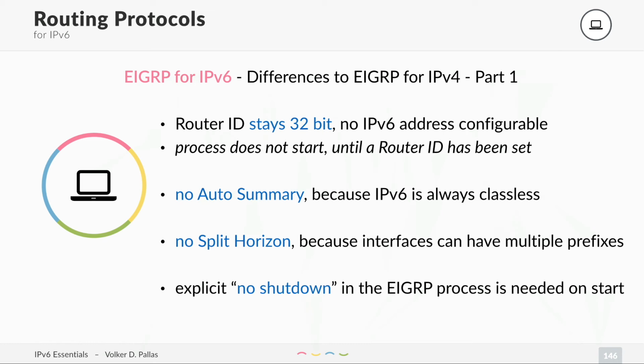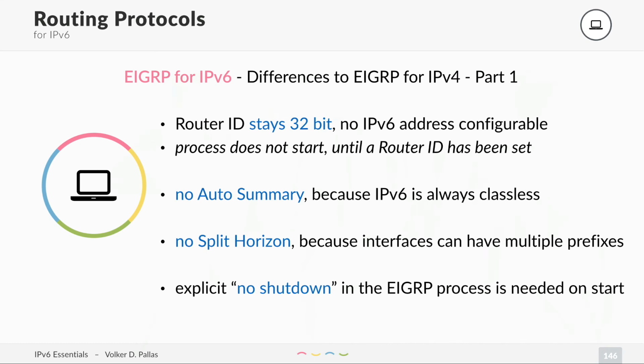There is also no split horizon. Remember, split horizon means I am not sending out an advertisement to a neighbor which I received this advertisement from. Because interfaces can have multiple prefixes, it makes no sense. If I received a message on this one interface, why should I not send it out on the same interface? Because I could try to reach a neighbor that is different and on a different network, but reachable via the same interface. So no split horizon anymore.